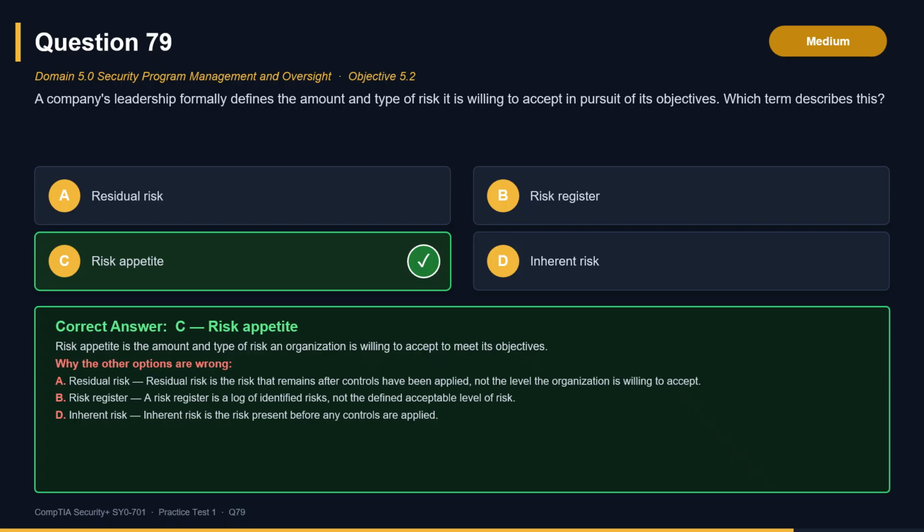Now, why the other options are wrong? Residual risk is incorrect. Residual risk is the risk that remains after controls have been applied, not the level the organization is willing to accept. Risk register is incorrect. A risk register is a log of identified risks, not the defined acceptable level of risk. Inherent risk is incorrect. Inherent risk is the risk present before any controls are applied.